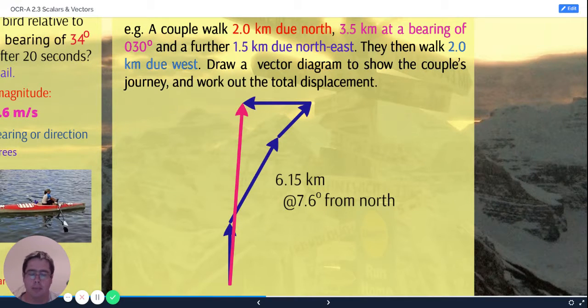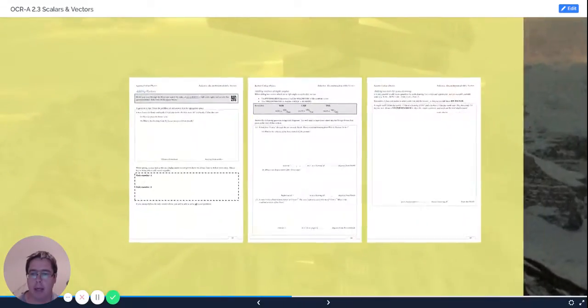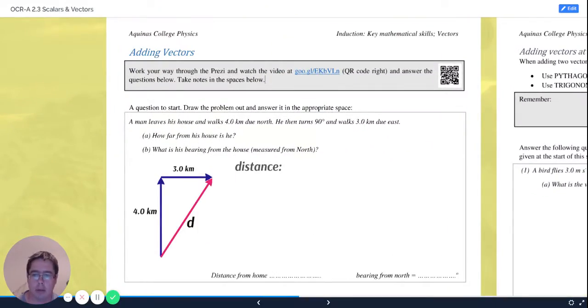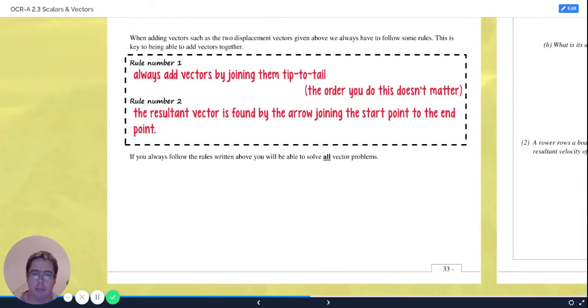Your resultant vector, turns out if you do the maths, this is more accurate than you can get from this really rubbish diagram, is about 6.2 kilometres at a bearing of about 7.5 degrees from north. We'll have a look how I might do that on paper here. So this is just going through those questions that we've talked about so far. You should have these parts of your booklet complete.